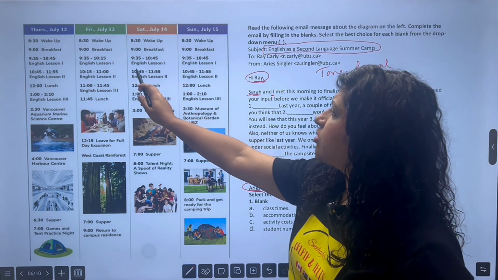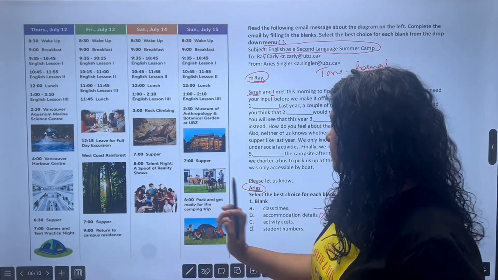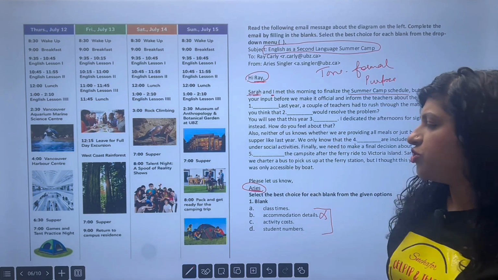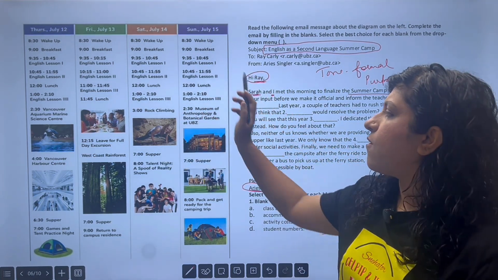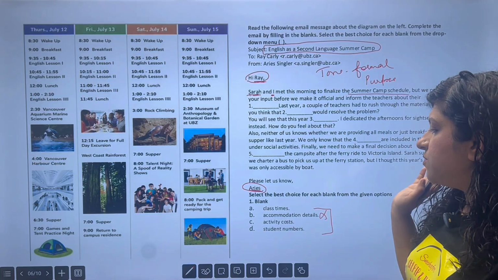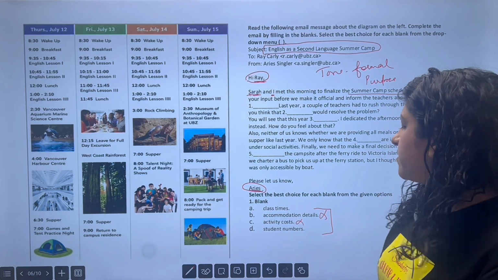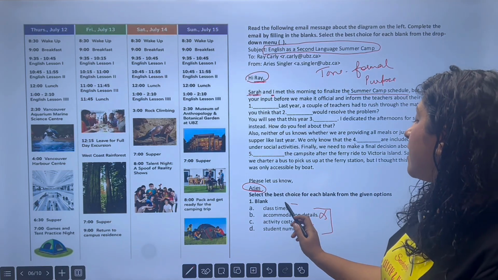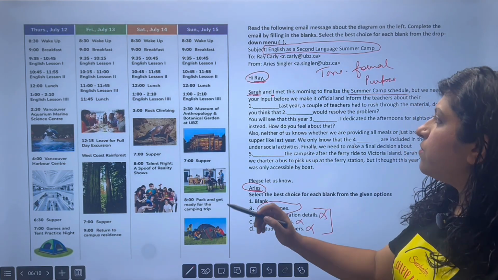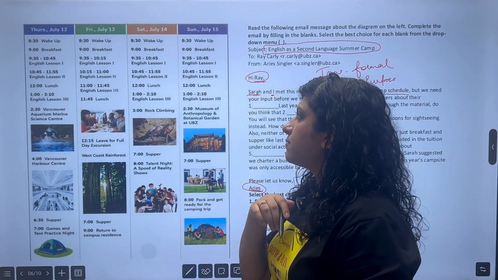It says English lesson, then there are some activities. So it's not about accommodation details. Activity costs, again, it's nothing about costs in the summer camp schedule. Student numbers, no, it does not talk about student numbers at all. So here the correct answer would be class times. The schedule is about class timings, activities, lessons.